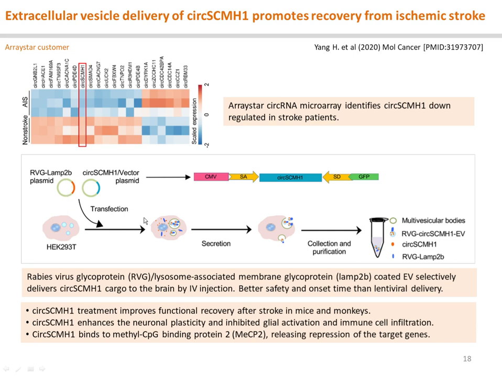The neurotrophic extracellular vesicles selectively deliver the circular RNA into the brain by intravenous injection, with much better safety profiles than lentivirus delivery. The circular RNA treatment improves the functional recovery after stroke in mice and monkeys. The functional mechanism is that circular RNA binds to methyl-CpG binding protein MeCP2, which releases the CpG island methylation and activates the target genes.